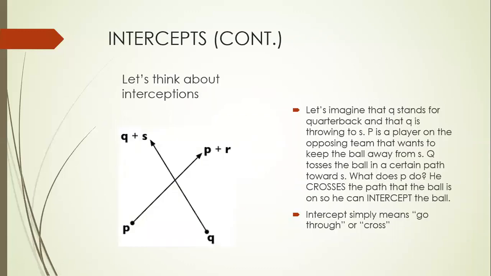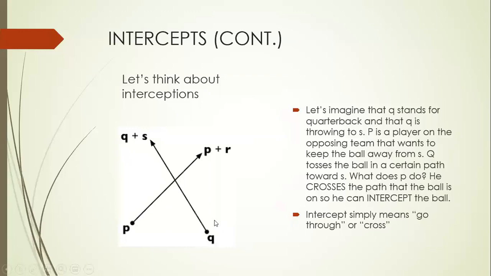To figure out intercept, let's think about interceptions. Let's imagine that we have a Q. Q is our quarterback. He plays for some NFL team. He throws the ball to S. We'll call S Steve. Steve is his receiver. Steve is supposed to get the ball when the quarterback throws it to him. But P, over here, another player, we'll call him Pat. Pat is trying to intercept the ball from Steve. Pat does not want Steve to get the ball.